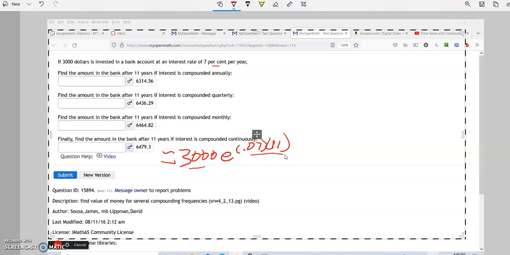6479.30. So order of operations, you're literally going right to left on this one because that's how the order of operations works. Do this first to get your exponent. Raise e to the x in your calculator, then get that answer multiplied by 3,000.